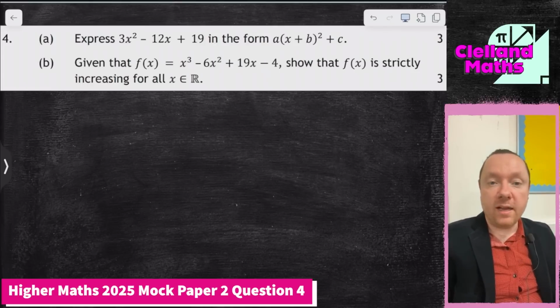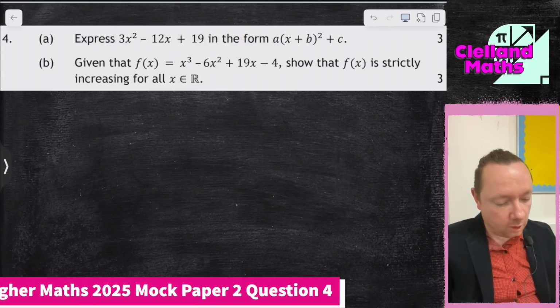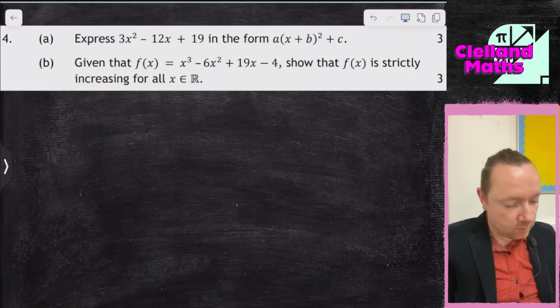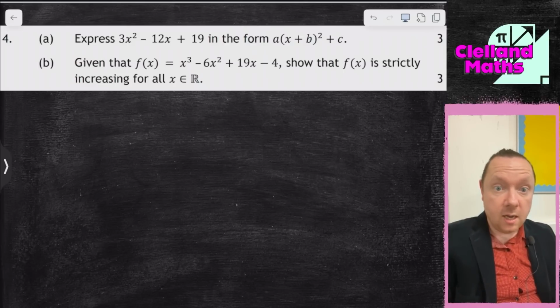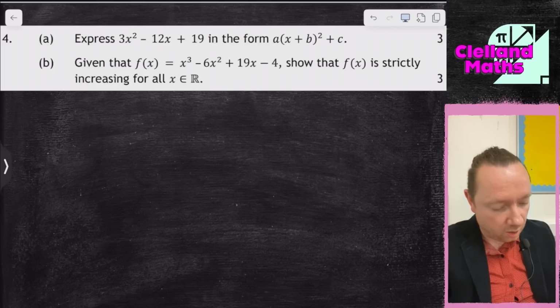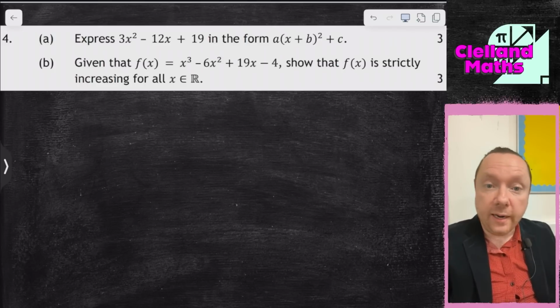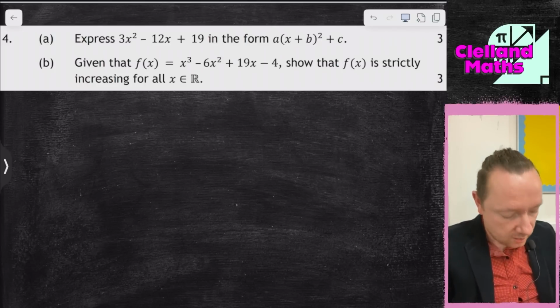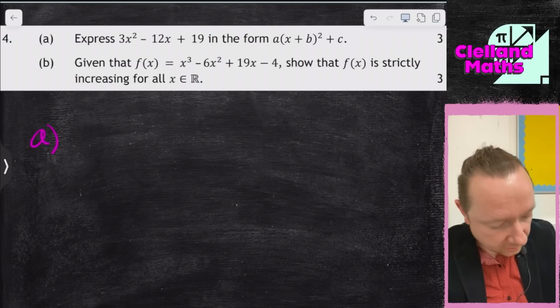SQA Higher Maths 2025 Mock Paper 2, Question 4. Express 3x squared minus 12x plus 19 in the form a(x plus b) squared plus c. In other words, completing the square. Given that f of x is equal to this, show that f of x is increasing for all x, a member of R. Let's hope that that's got something to do with part A, which probably it does, let's be honest. So, part A. How do we do this?